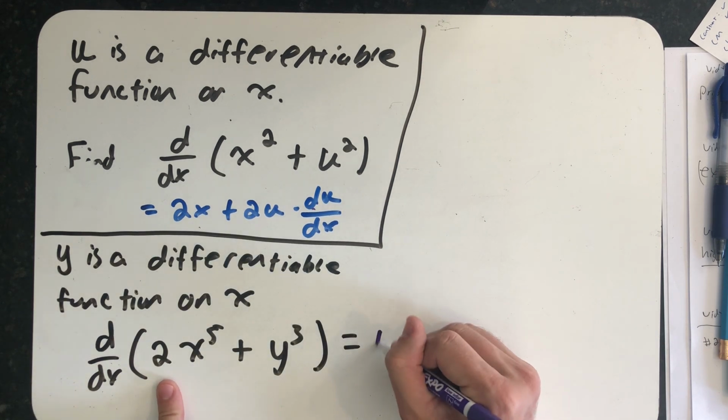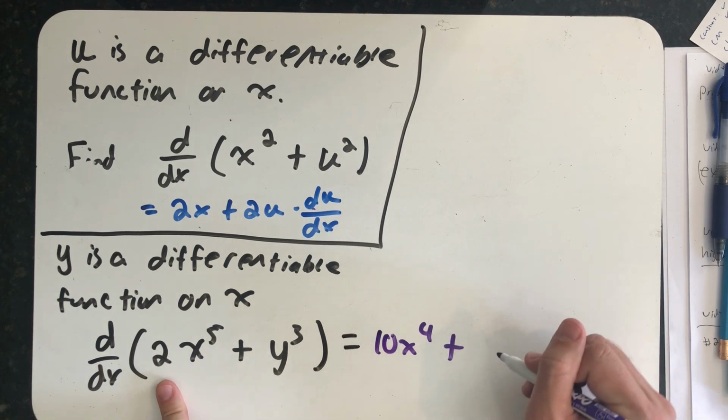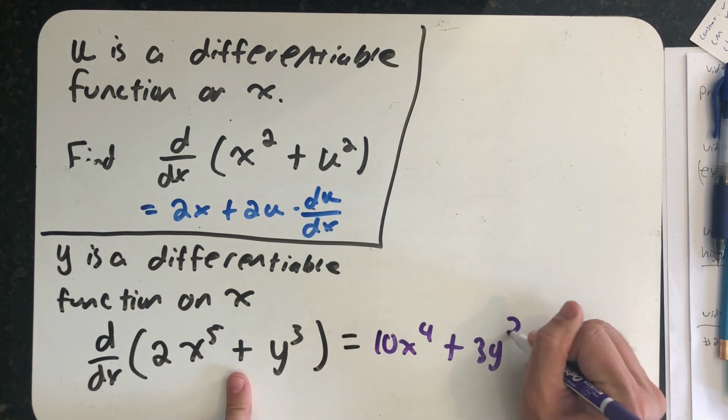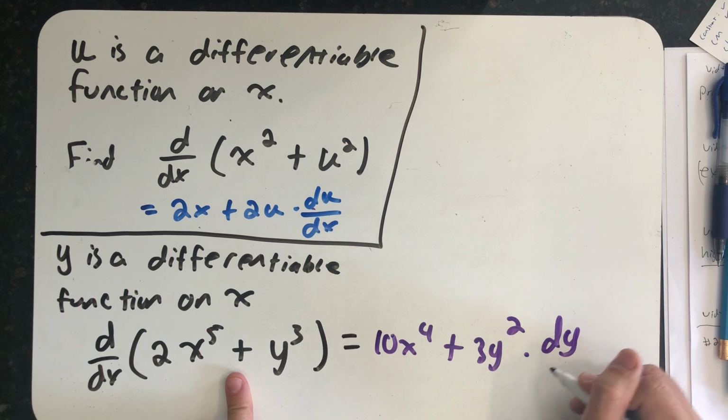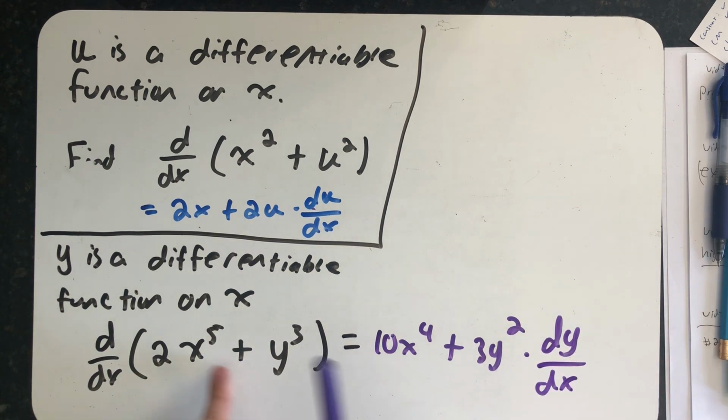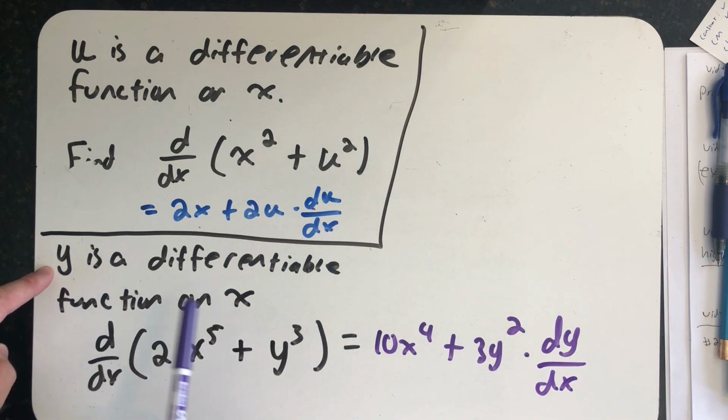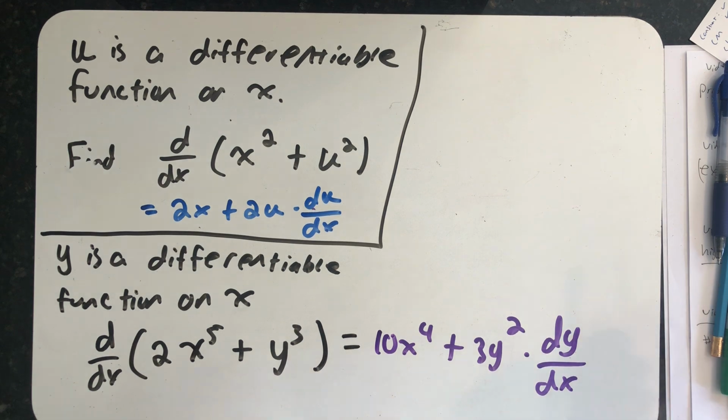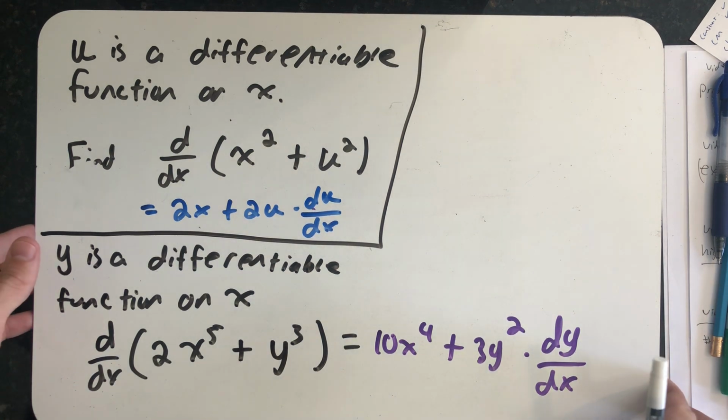So I take the derivative, 10x to the 4th plus, and then 3y squared, but I'm not done because I have to multiply by the derivative of the inside function, because y was a differentiable function on x. And this is actually going to give us all the tools necessary to differentiate implicitly.